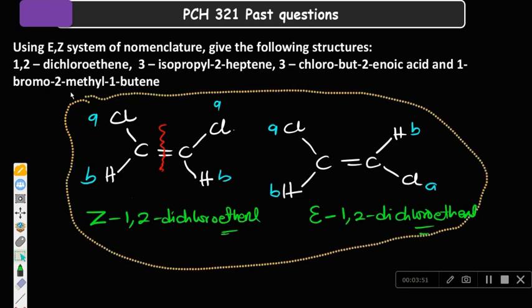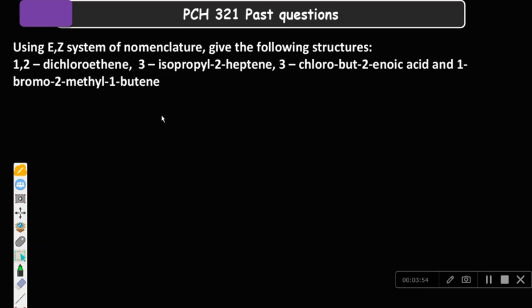Let's see the other ones. 3-isopropyl-2-heptene. The first thing I told you is to draw the carbon-carbon double bond. So we are going to draw a carbon-carbon double bond. This 2-heptene is telling you that it is at carbon number 2 that you have the double bond. So here we also have CH2, CH3, or let's say CH3, CH2.